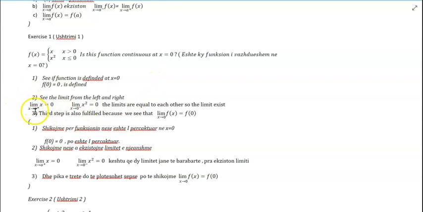We have the limit when x goes to 0 from the right, that is the positive side, is equal to 0. If we put the value of x equal to 0 into the limit, then it is equal to 0. And the limit when x goes to 0 from the left, then we have x squared for x less or equal to 0, and that is equal to 0. So the limits are equal to each other, and the limit does exist. The third step is also fulfilled because we see that the limit when x goes to 0 of f of x is equal to f of 0.